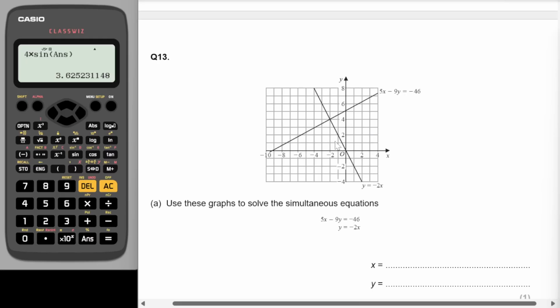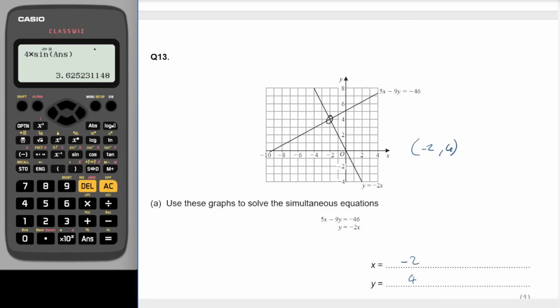Question 13, use these graphs to solve the simultaneous equation. So if we've got them graphically, just double check that we've got the two graphs of the same two equations. We're just looking for the intersection. So the intersection is at the coordinate minus 2, 4. So that's where x is equal to minus 2 and y is equal to 4.